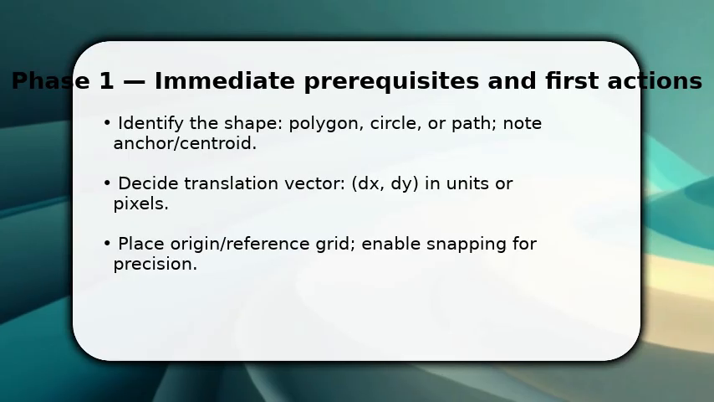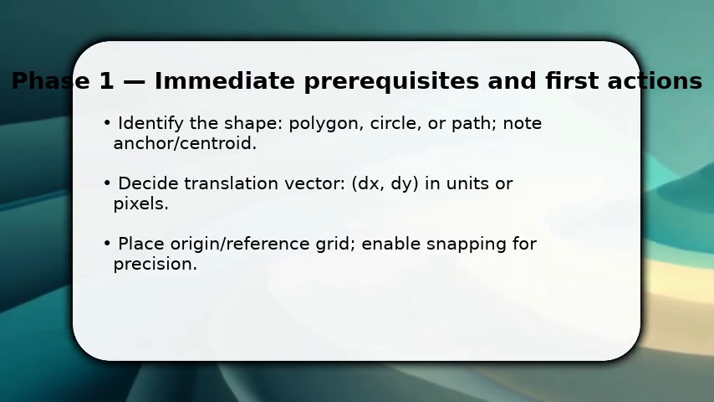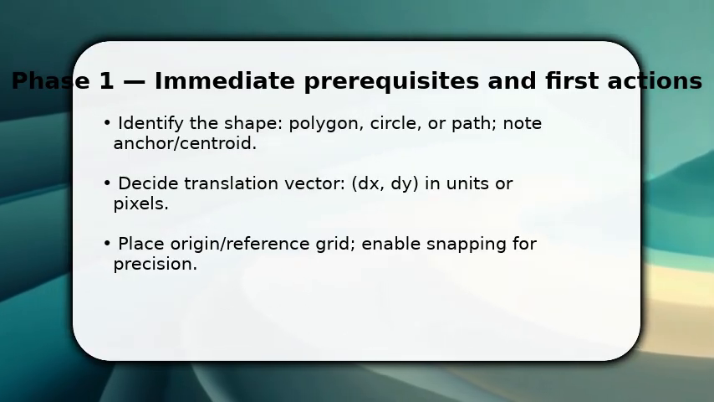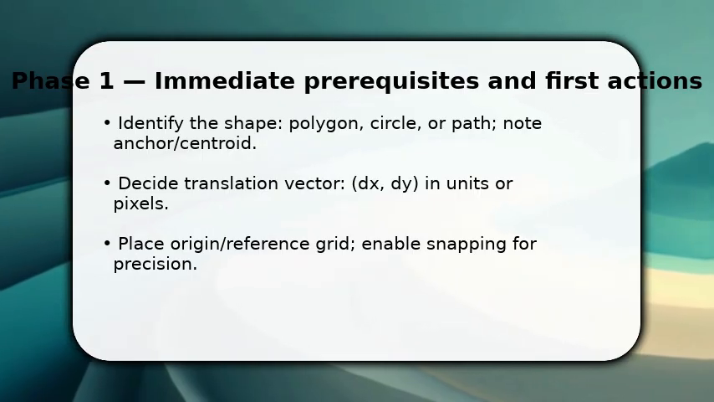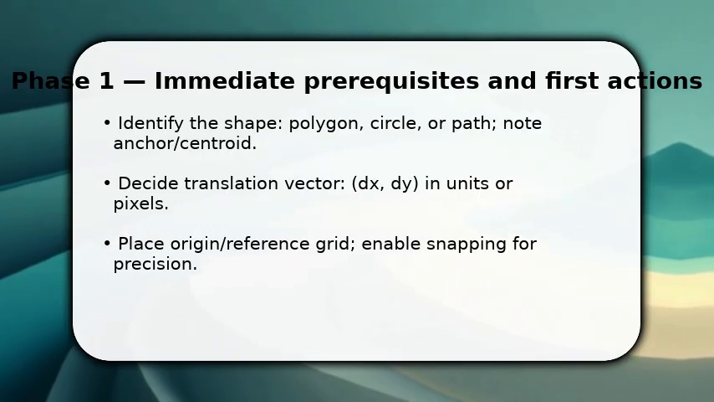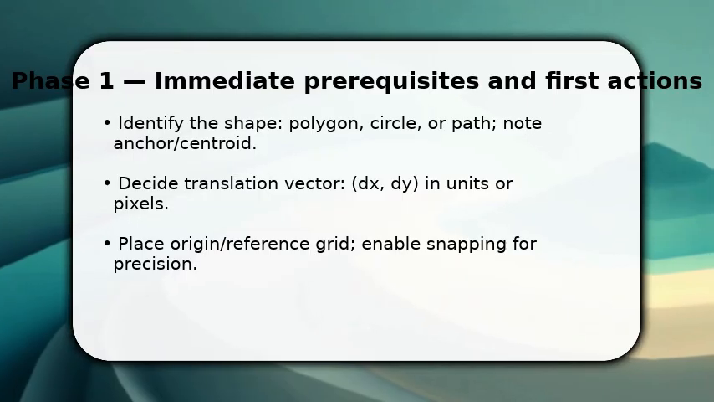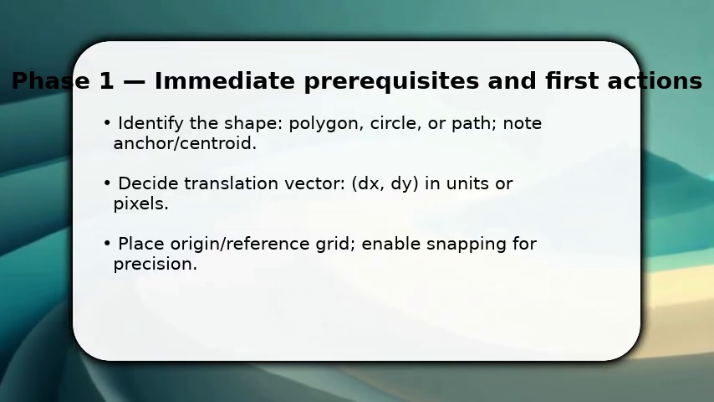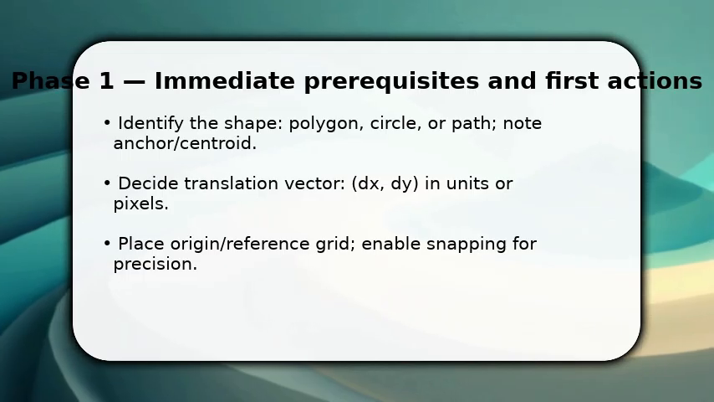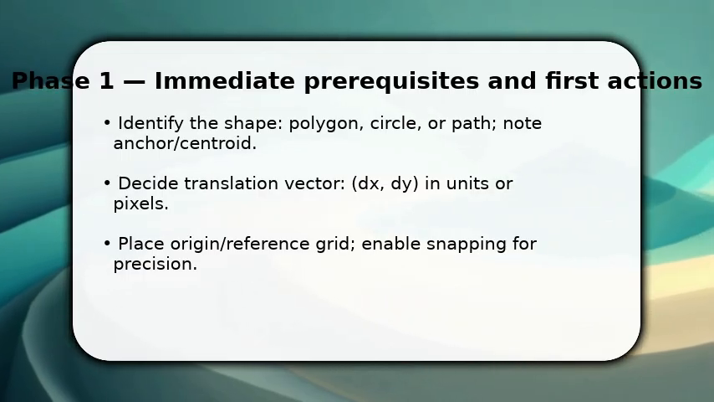You start by choosing the exact shape and a clear reference point, because translations preserve shape and orientation. Once that is set, pick your translation vector as dx, dy, numbers in units or pixels, and enter them precisely. Make sure to enable grid or snapping so movements are consistent.